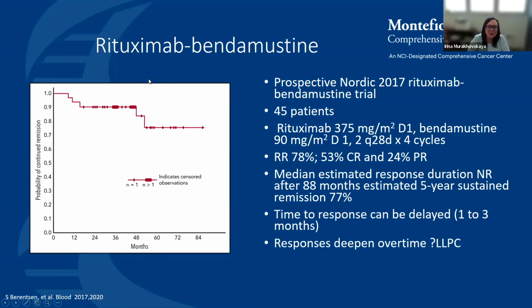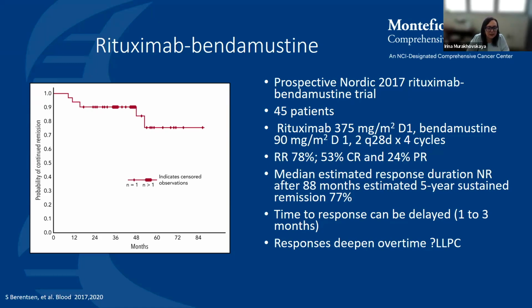therapy. So rituximab bendamustine was evaluated in a prospective Nordic trial in 2017, which included 45 patients treated with rituximab 375 milligrams per meter squared on day 1, and bendamustine 90 milligrams per meter squared on day 1 and day 2 in 28-day cycles for a total of 4 cycles. The response rate was 78% with 53% complete responses, and the median estimated response duration was not reached after 88 months of follow-up, with an estimated 5-year sustained remission rate of 77%.